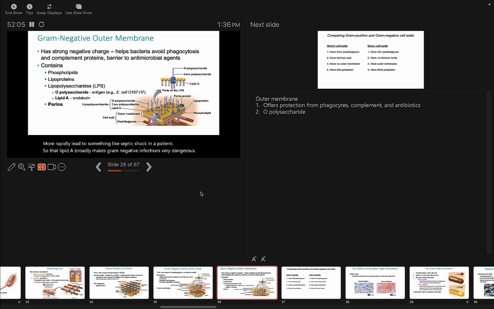Are they more dangerous than gram-positive? No, we don't deal in absolutes. But it is an inherent feature of all gram-negatives. They are inherently toxic because of that lipid A.